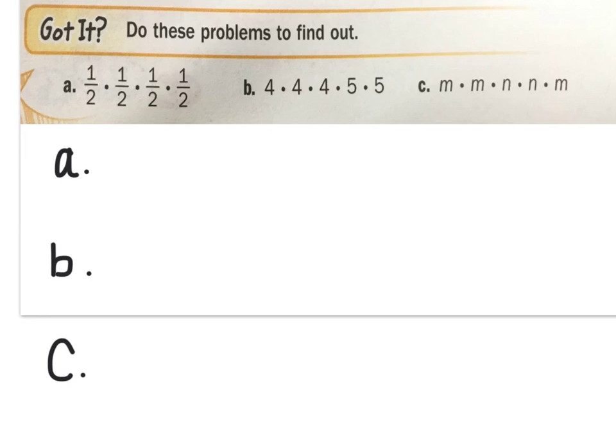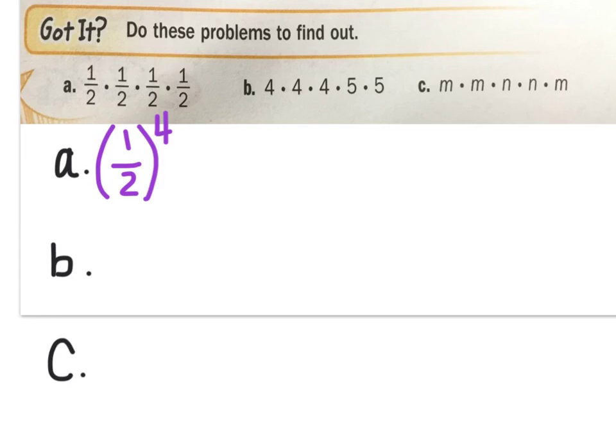Okay, let's take a look at letter A. We have 1/2 being multiplied by itself how many times? Let's go ahead and see. 1/2 being multiplied once, twice, 3 times, 4 times. So I can write this as 1/2, and I'm going to put it in parentheses just for good measure, raised to the 4th power because, again, I'm multiplying 1/2 times itself 4 times.